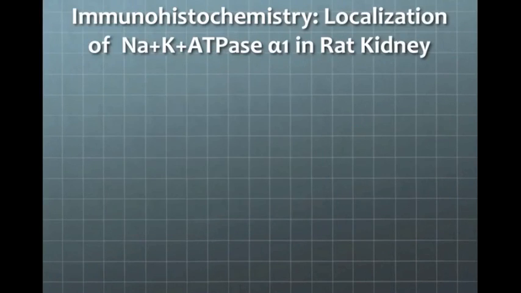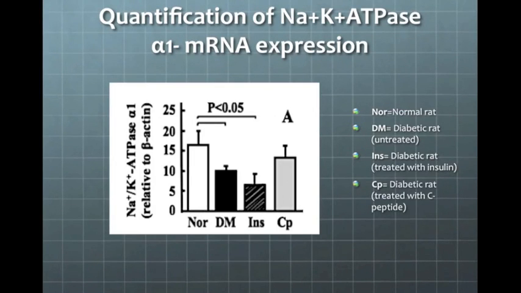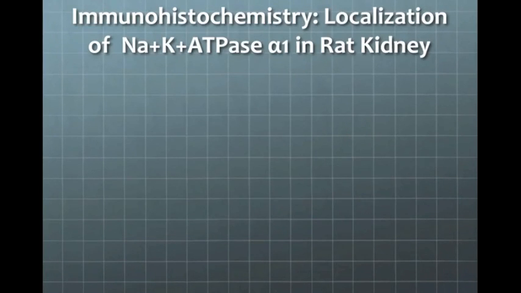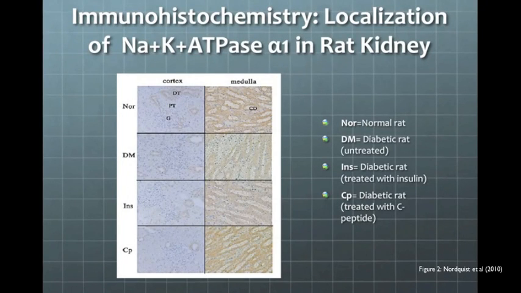Studies in humans have shown that C-peptide activates a mitogen-activated protein kinase to increase enzyme expression and transcription. Therefore, it is possible that in this model, the C-peptide also increases the mRNA expression of the catalytic subunit. Additionally, immunohistochemistry was performed to observe the localization of the sodium-potassium ATPase alpha-1 in rat kidneys.